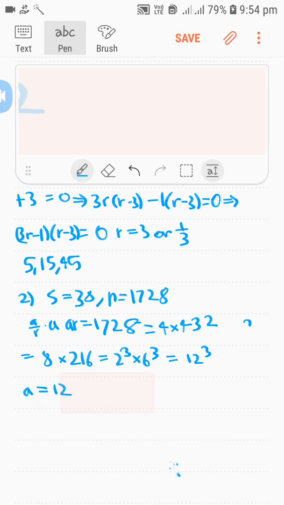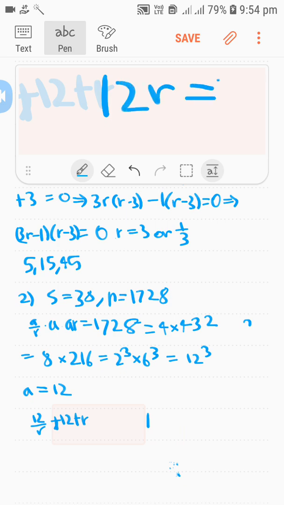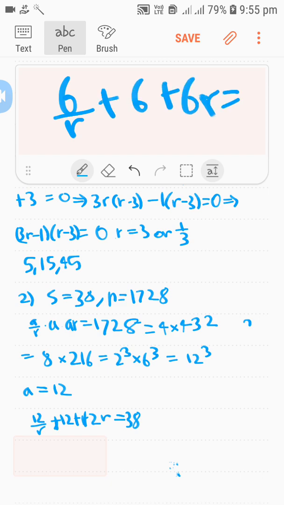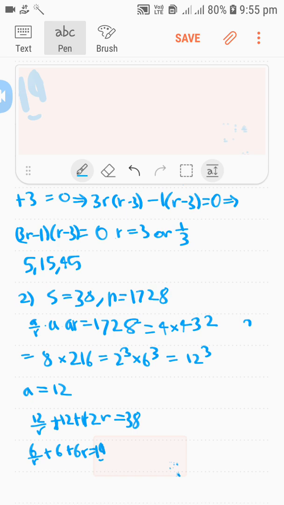Alright, now we can use the fact that the sum is 38, which means that 12 upon r, 12 and 12r, this should be 38. Okay, so once again we're going to make a quadratic out of it. So 38 is 2 times 19. So you get 6 upon r plus 6 plus 6r would be equal to 19.